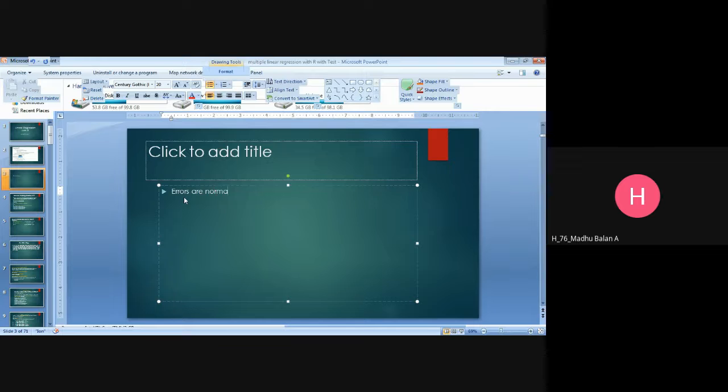The variance is not equal. Not the same at every error. Errors are normally distributed with mean 0 and some variance. That variance you can call sigma square.